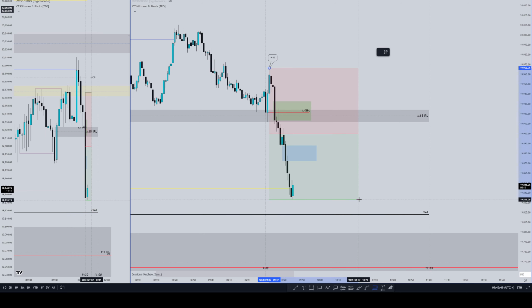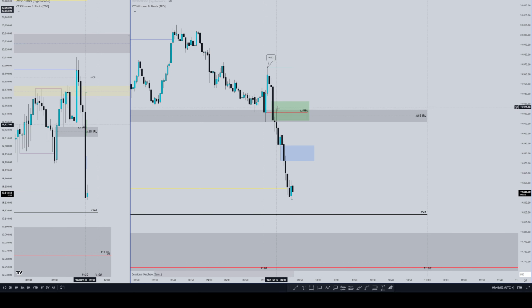Now, the dealing range I would look to trade would be this one. Since you have a short-term run on buy stops there and no subsequent turtle soup after that, this would be an intermediate term high, technically.